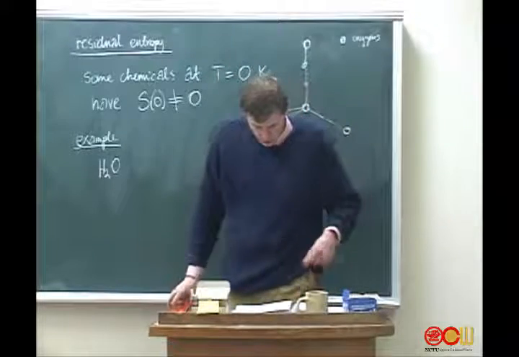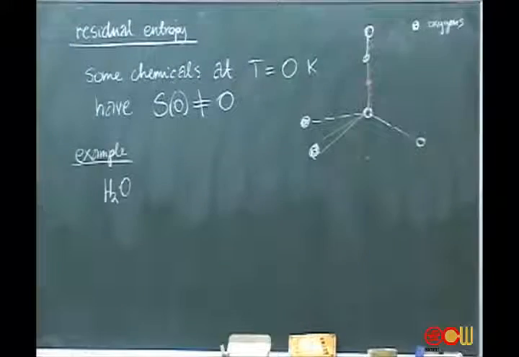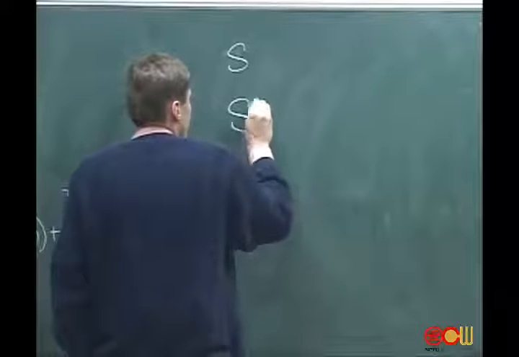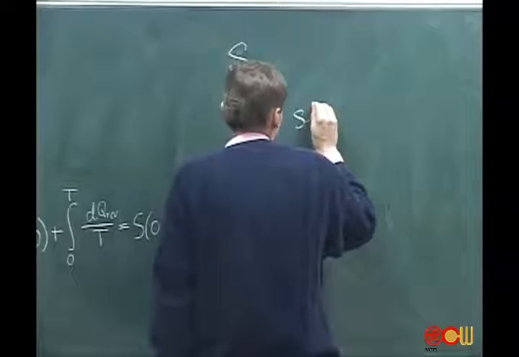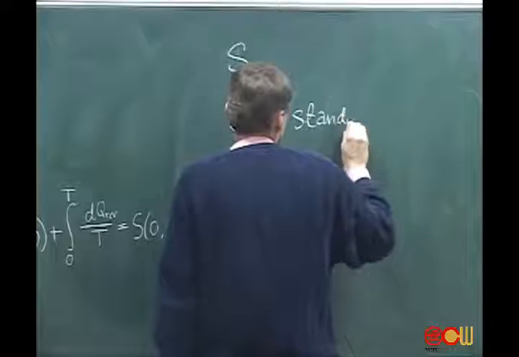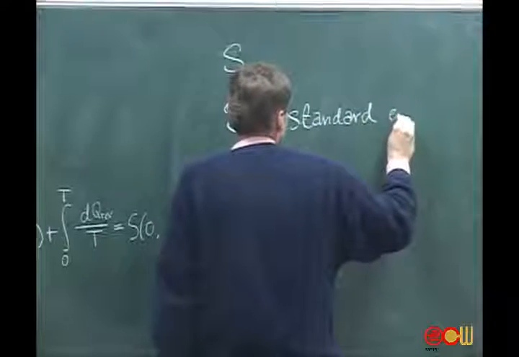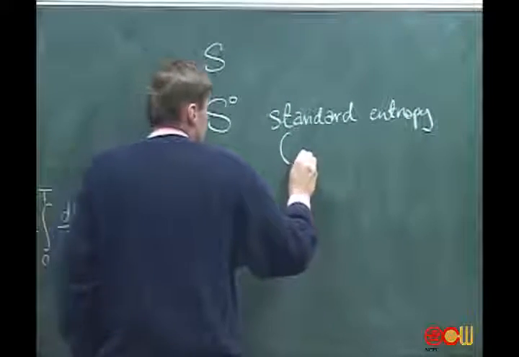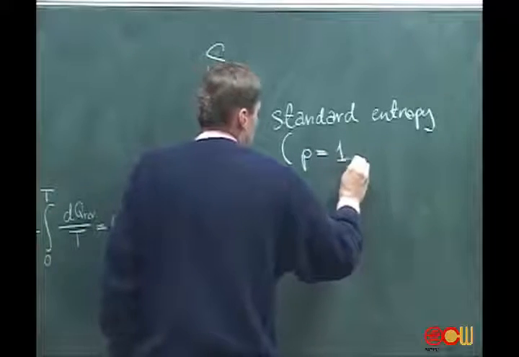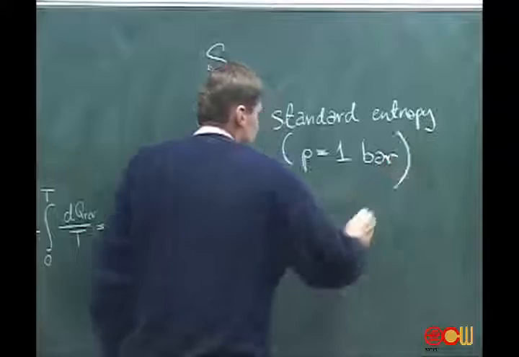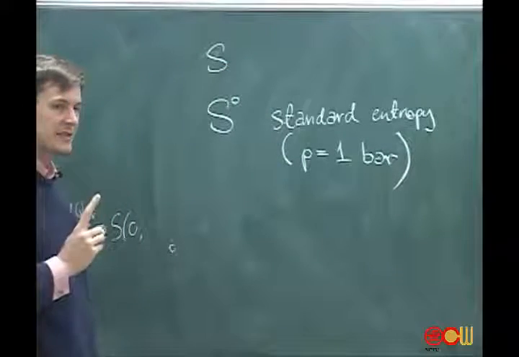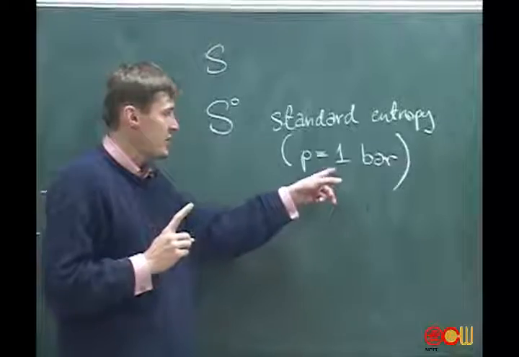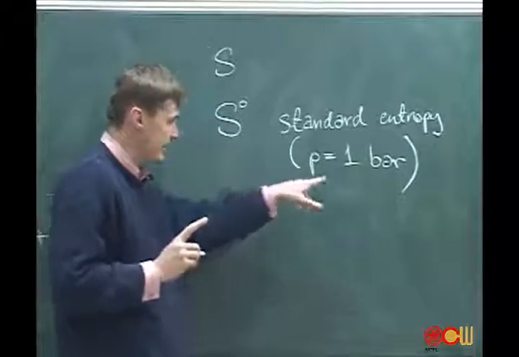Good, let's continue. Very often you will see that people are not writing entropy, but people are writing entropy with the dot. This is called standard entropy. And what it means is that the pressure is equal to 1 bar. I don't remember, I may have said during the last class that the pressure must be 1 atmosphere. If I said so, that was a mistake. It must be 1 bar.